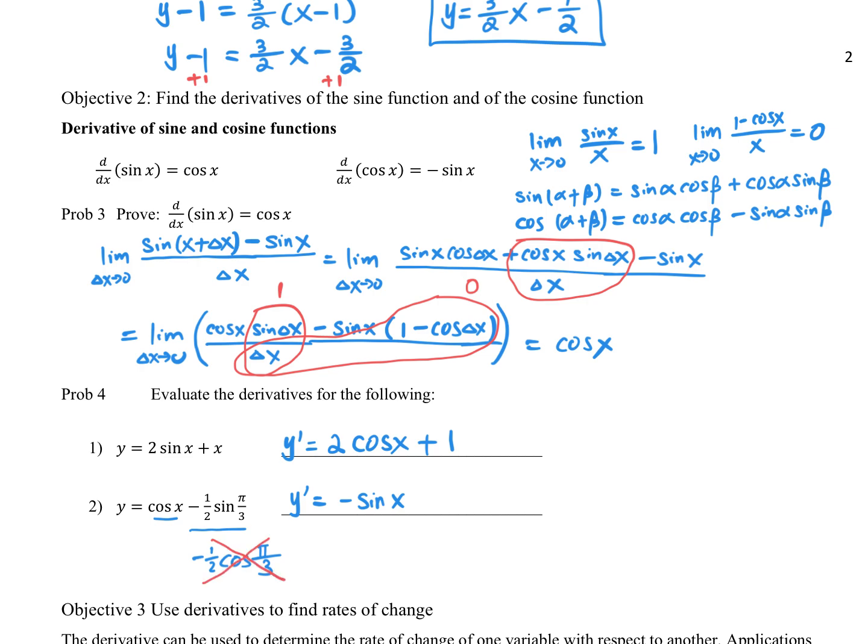Actually, this is incorrect. And the reason is sine pi over 3 is a constant. So 1/2 times this constant is still a constant. So therefore, this is actually a constant. The derivative is 0. So therefore, this is the derivative of this function. Okay. Don't abuse the rule, and don't apply the rule to this one because this is a constant. Don't apply this rule.